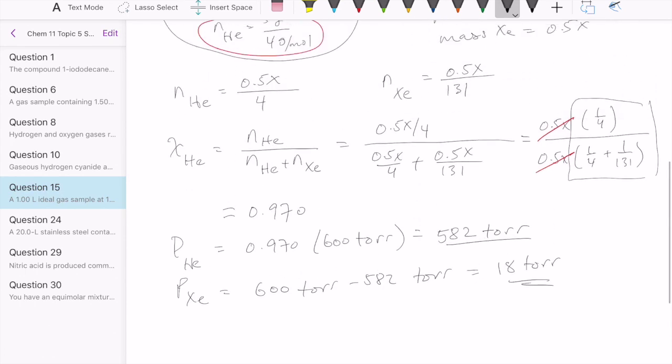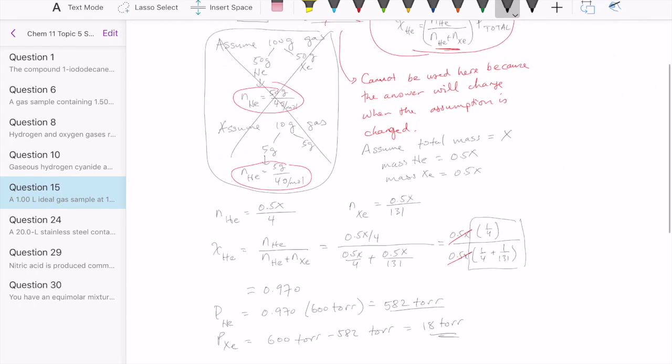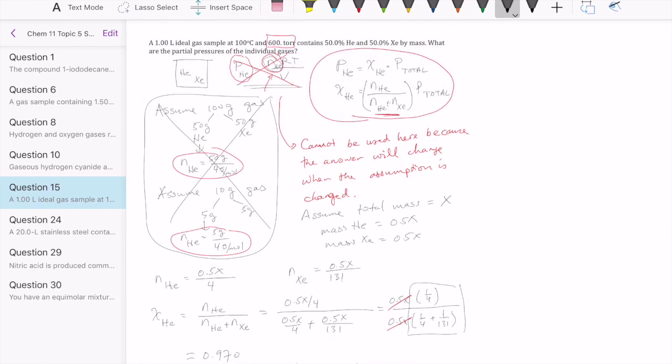So again, the lesson of this question is that you want to be careful which approach you use to calculate the partial pressure, because the first approach would not be right. So in this case, you have to use that approach in order to get your partial pressure.